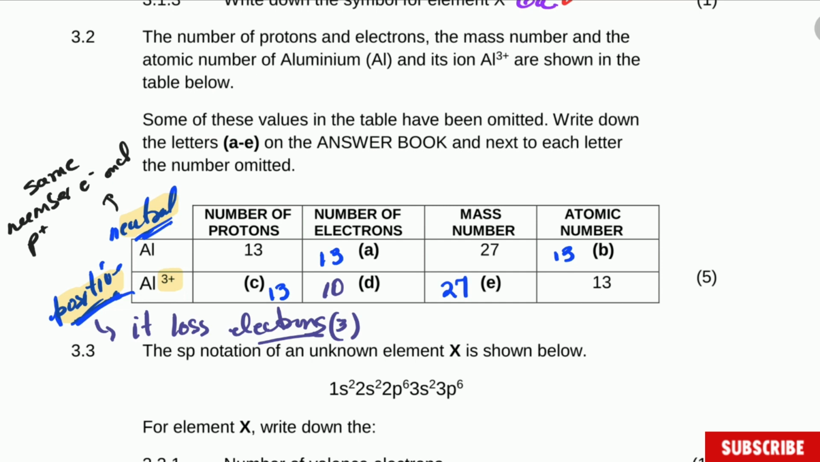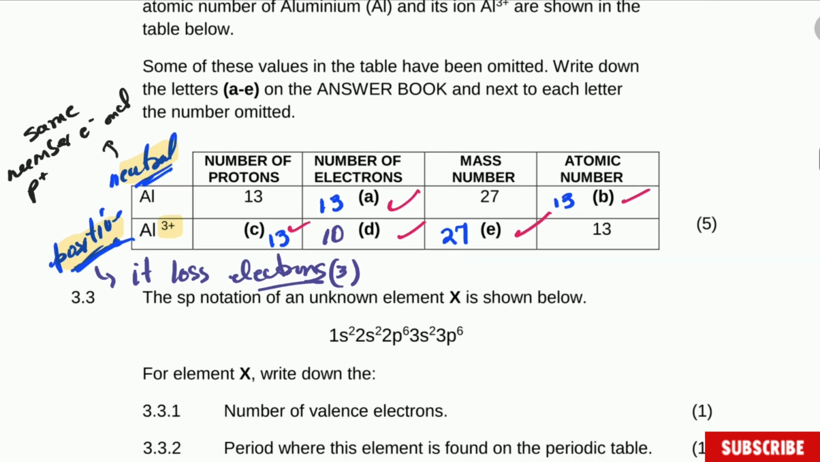And it's quite simple, guys. Nothing to say here. It's 1 mark per cell here. So you will get 1 mark for saying the 13, 13, 13, 10, and 27. It's quite simple. I hope you understand. It's very, very easy. Question 3.3.